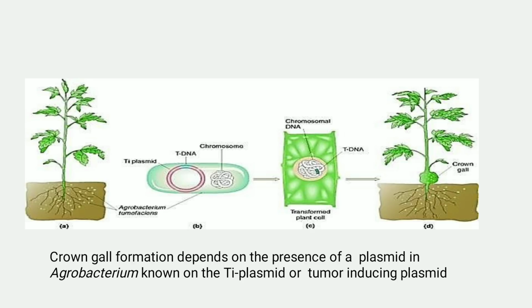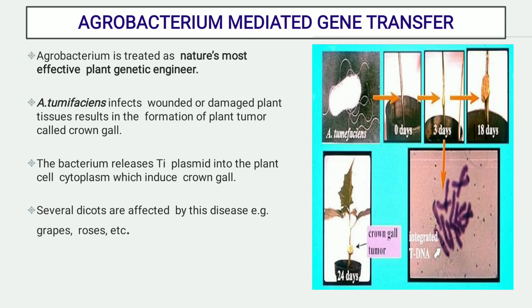So this cell becomes the transformed plant cell. Because of the integration of the Ti plasmid, that is, integration of the tDNA from the Ti plasmid, this plant gets the disease, the crown gall disease. So this crown gall formation is because of the presence of the plasmid in Agrobacterium, and it is known as the Ti plasmid, or the tumor inducing plasmid.